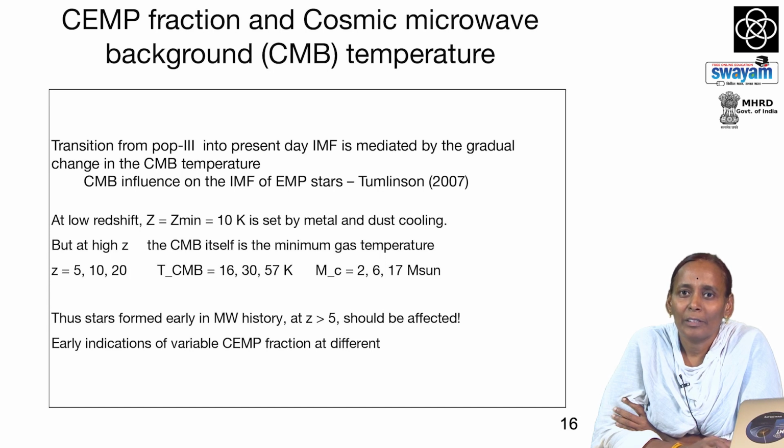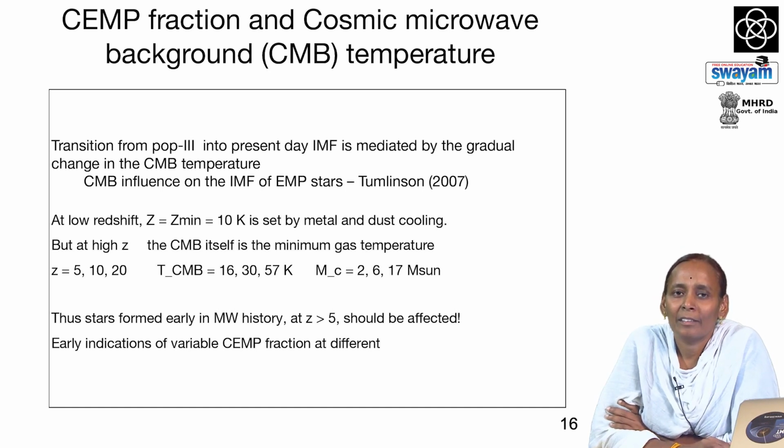So this is the work by Tumlinson et al. in 2007. At low redshifts, gas cooling by metals and dust sets the lowest limit, which is about 10 Kelvin. But at higher redshifts, the background temperature itself acts as a minimum floor temperature for the gas. At z equal to 5, 10 and 20, the cosmic microwave background has temperatures of 16, 30 and 57 Kelvin.